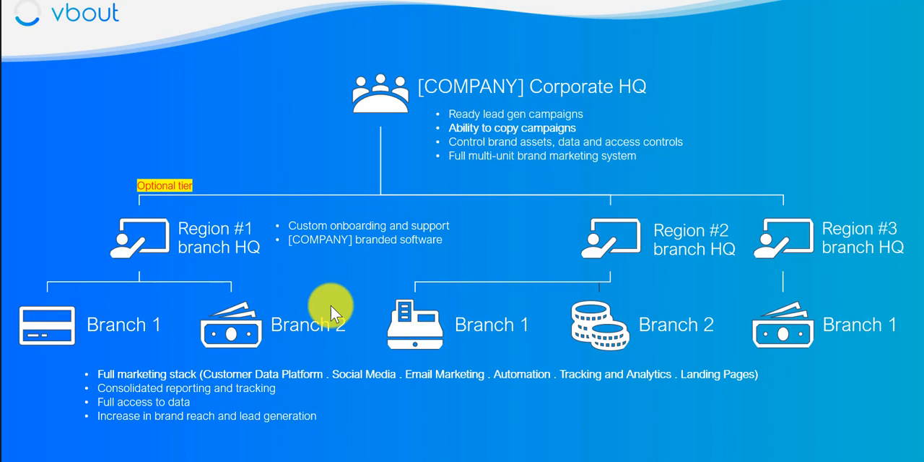And each branch will have their own VBOUT account, their own VBOUT capability, their own VBOUT license, and they will inherit everything that you've created at the top level. So this is a top-down approach. Again, it empowers agencies and franchises to control the brand, the messaging, and create replicable marketing campaigns.